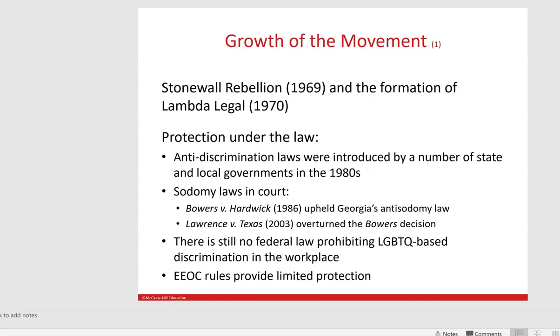The LGBTQ community is still waiting for a federal law prohibiting LGBTQ-based discrimination in the workplace. EEOC rules are limited in this protection.